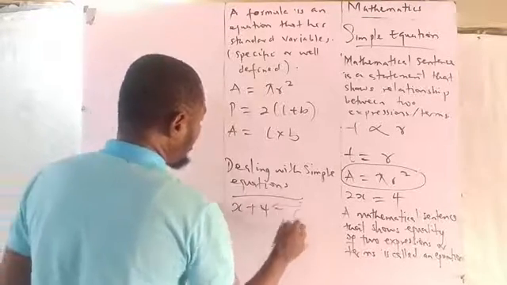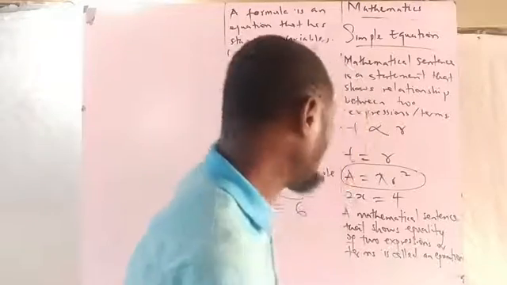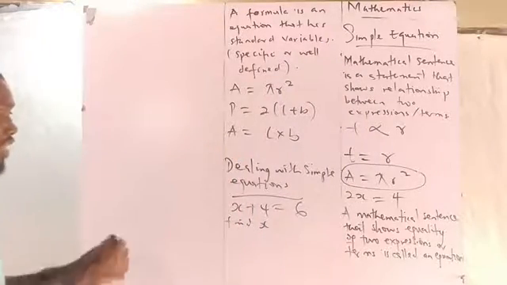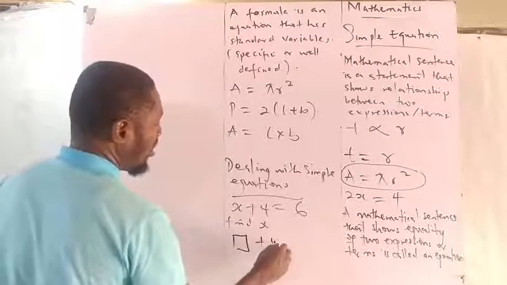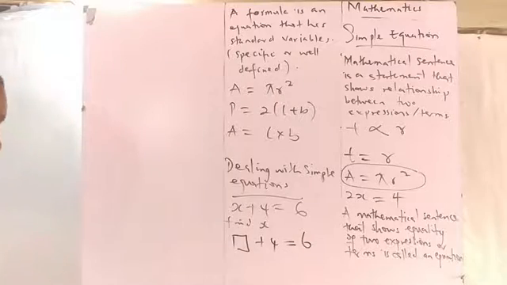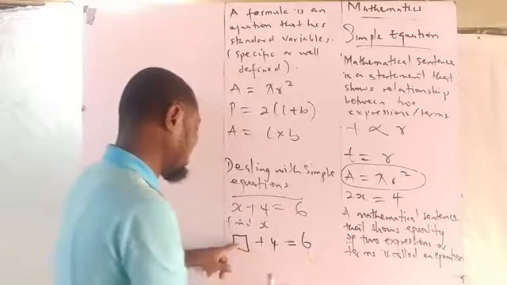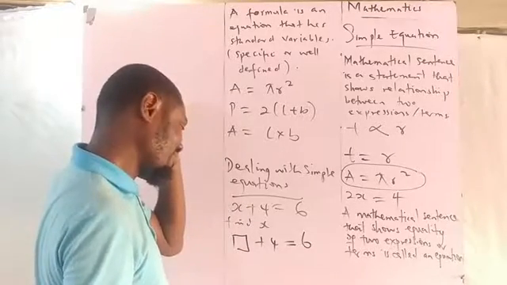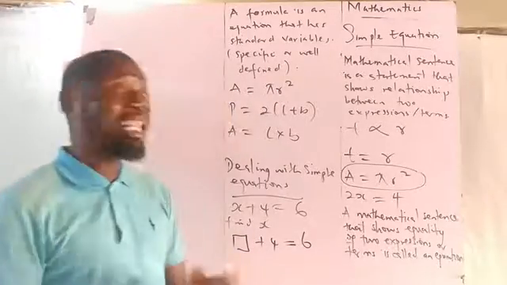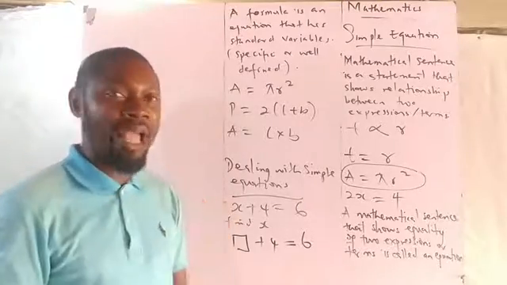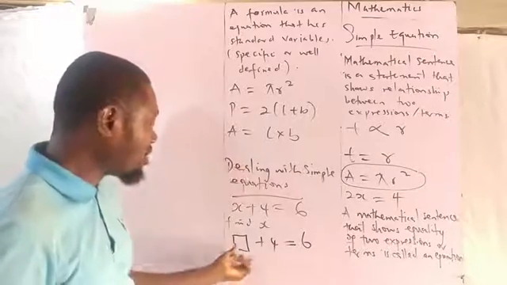X plus 4 is equal to 6. Find x. If you open your textbook, this type of problem is written as a box plus 4 is equal to 6. Then you are taught, what will you add to 4 to get 6? You would be thinking, 2. And your teacher will say, correct. But right now, I'm helping you to deal with problems in a mature way. So the box is what I have called X.